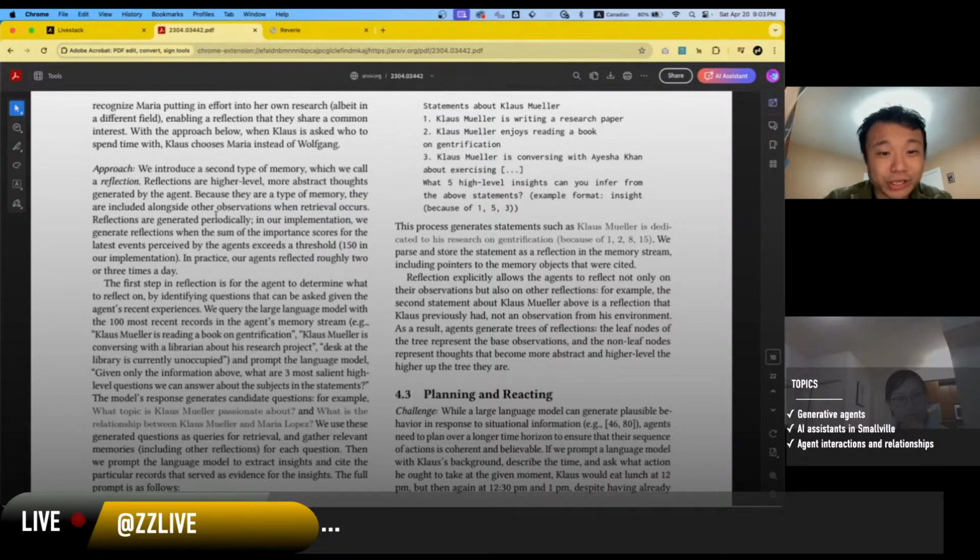Reflections are generally generated periodically. In our implementation, we generate reflections when the sum of the importance scores for the latest events perceived by the agents exceeds a threshold. Interesting. In practice, our agent reflected roughly two or three times a day. So in our case, essentially, you want the scene to reflect a couple of times as well, to see if they are making any significant progress.